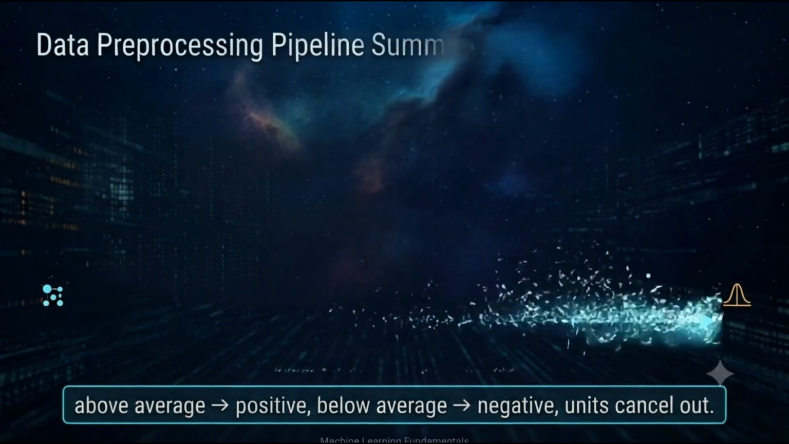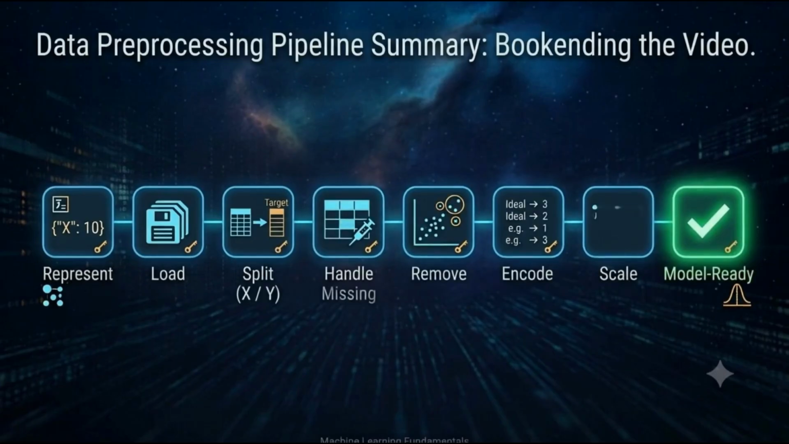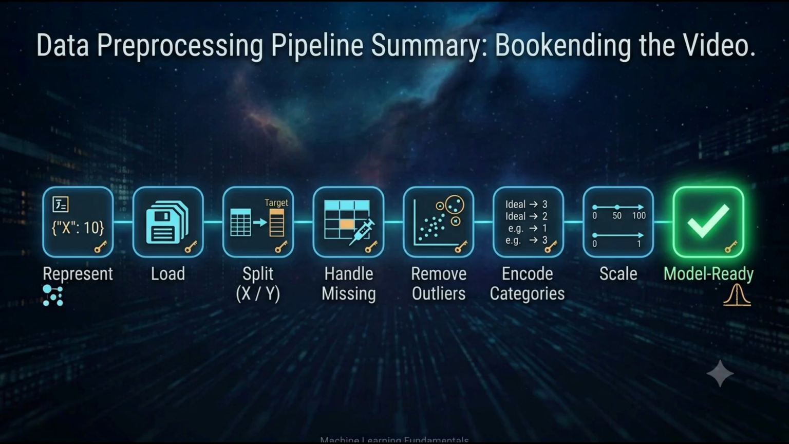Summary. Let's tie it all together. We started by learning how a model sees data, as a grid of rows and columns, instances and features. We loaded data both from Seaborn's built-in sets and from our own CSV files, and we built the habit of always peeking at the head and checking the shape. We split that data into a feature matrix, X, and a target, Y, the backbone of supervised learning.